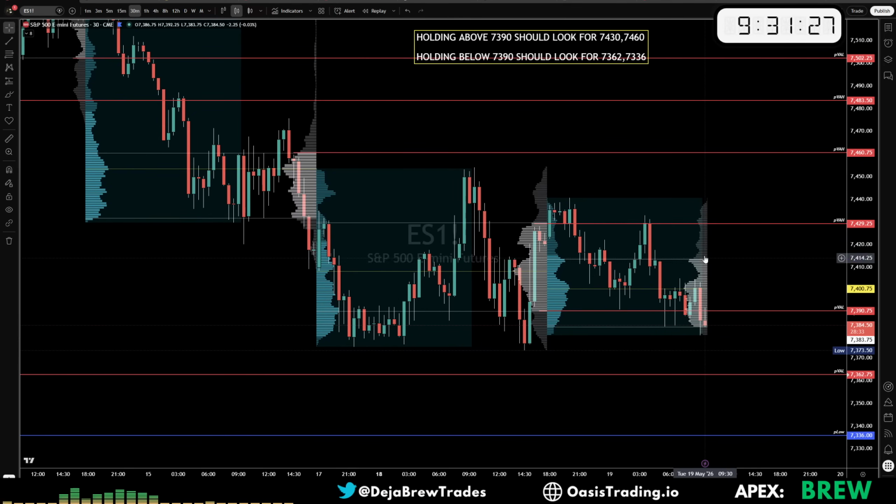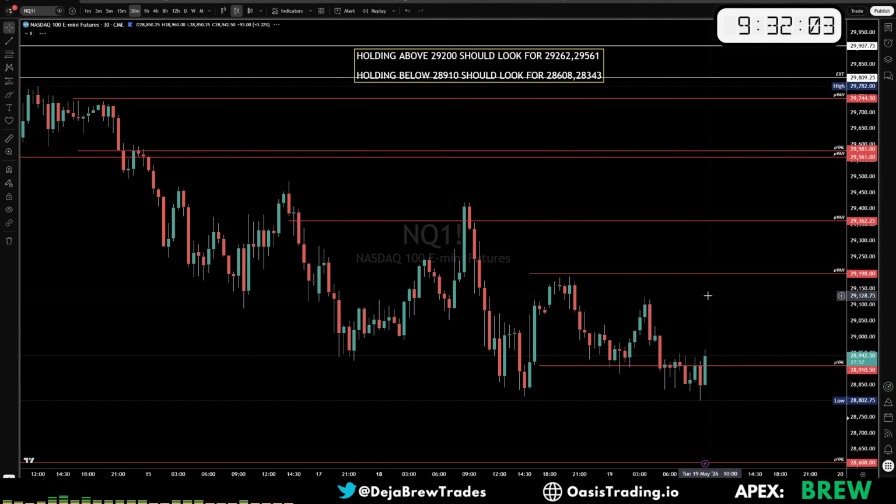You have a little bit of a lowercase b shape, but you could say it's a lowercase b or a D shape. So I would say while you are inside of that value, you are more neutral. You're looking for those rotations. But obviously, if you're holding below it, you are leaning more into that lowercase b. And it's leaning more for that continuation of that downtrend.